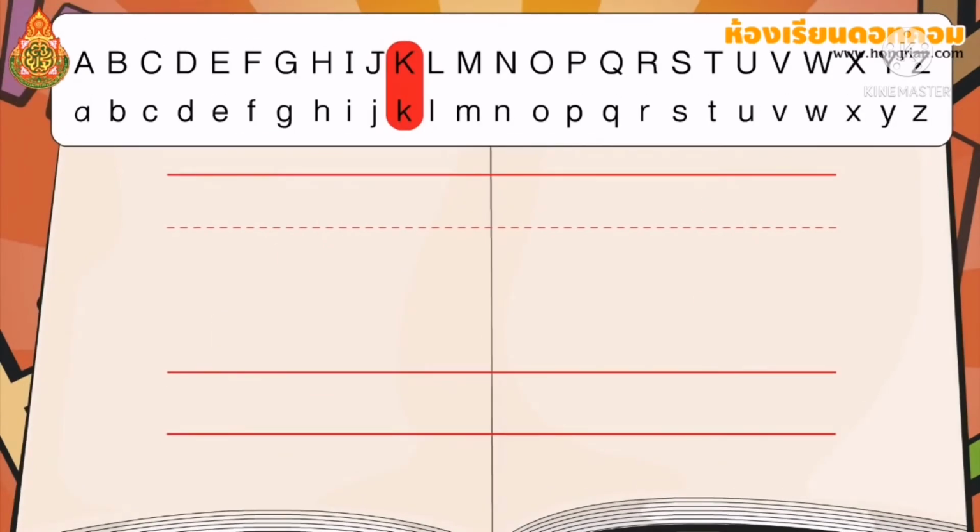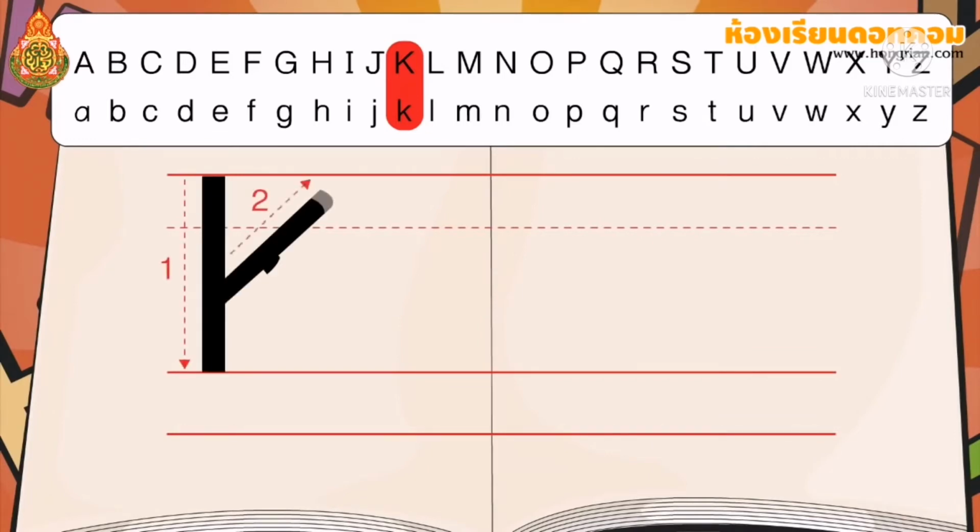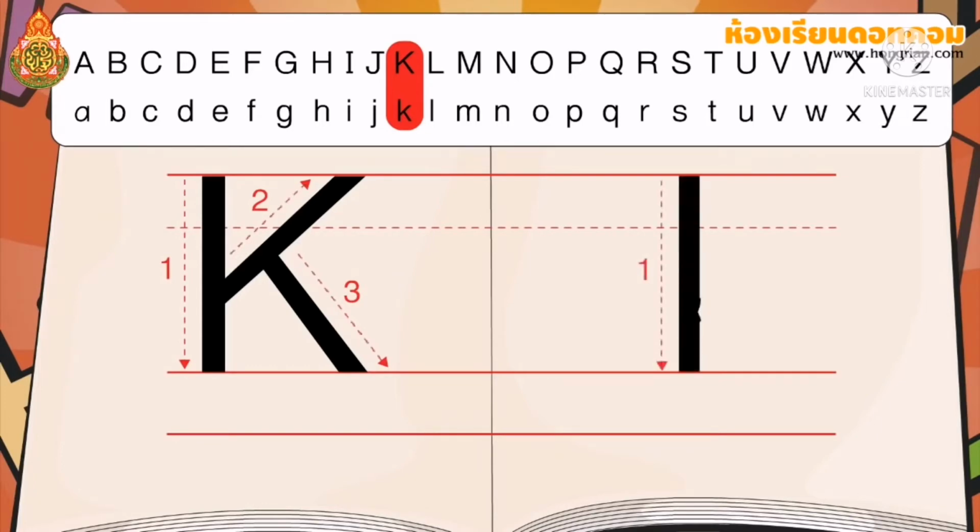Next, capital letter K. Start with 1, 2, and 3, and small letter K เขียนคล้ายๆ capital letter K แต่ตำแหน่งของเส้นที่2ของ small letter จะอยู่ต่ำกว่า ลองดูเลยนะคะ Start with 1, 2, and 3.